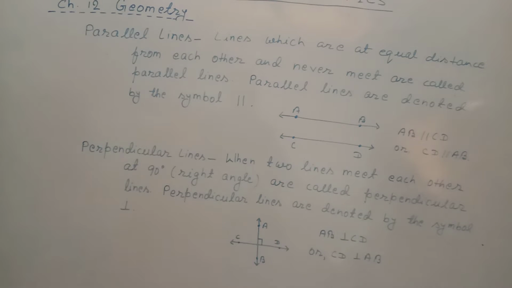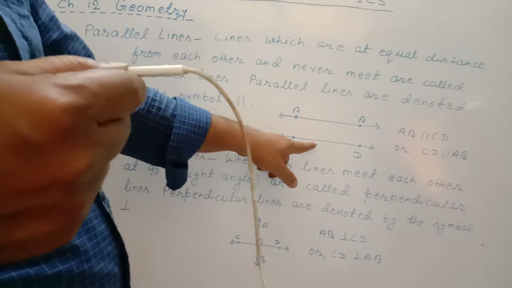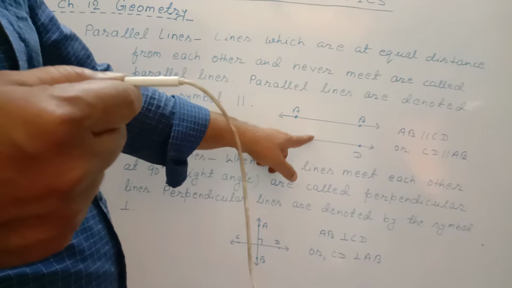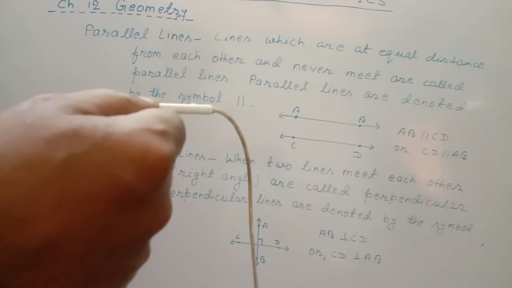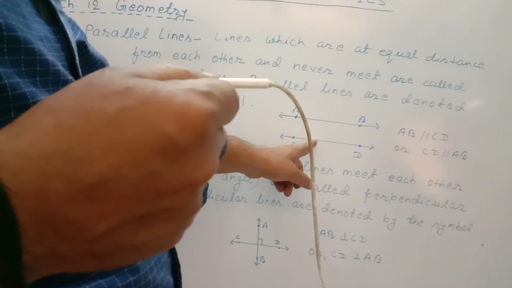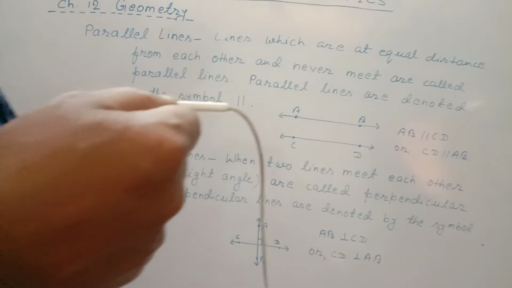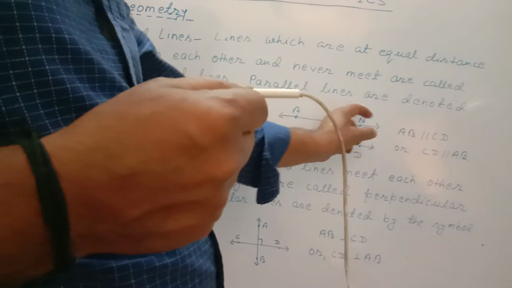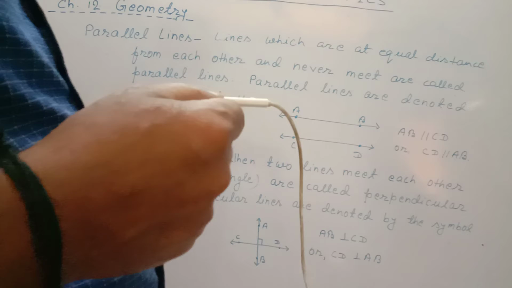Now parallel lines. Lines which are at equal distance from each other and never meet are called parallel lines. These 2 lines A and B, between these 2 lines this distance is equal at every point. Here distance means the perpendicular distance. Between this, if distance is equal between AC and BD, and these two lines will never meet if you extend further, then these lines are called parallel lines.